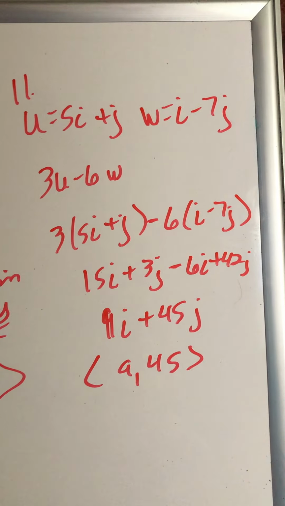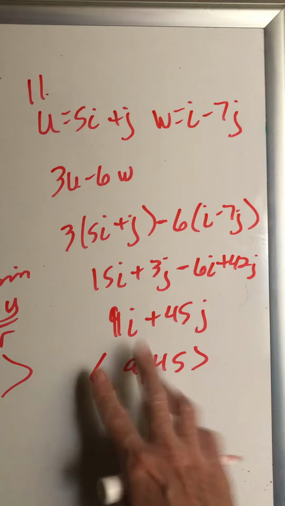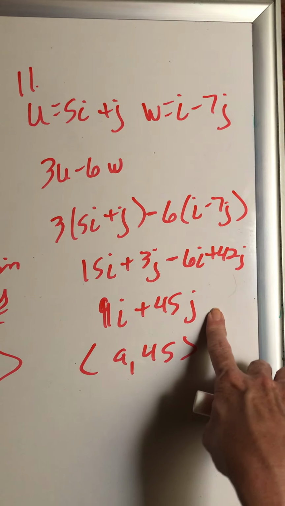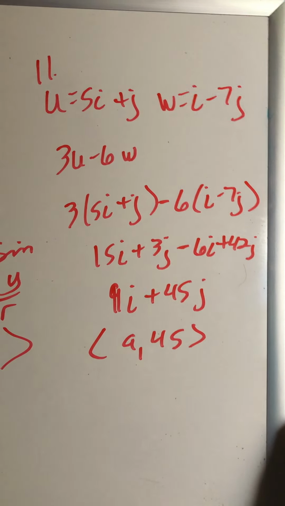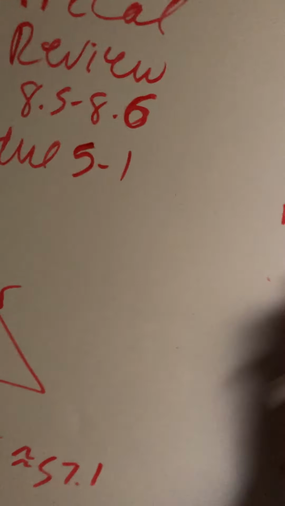And then they want it in component form, 9, 45. So they'll want it in linear combination form, and then they want it in component form, so make sure you fill both of those out on that. So that's number 11. Then number 12.